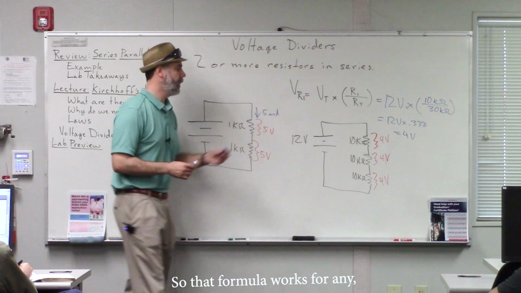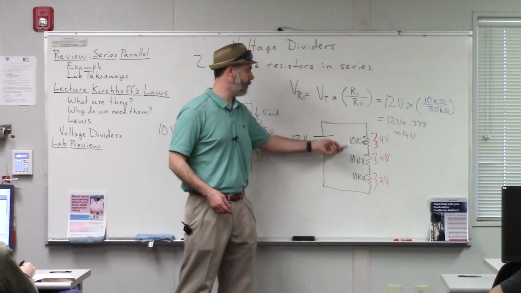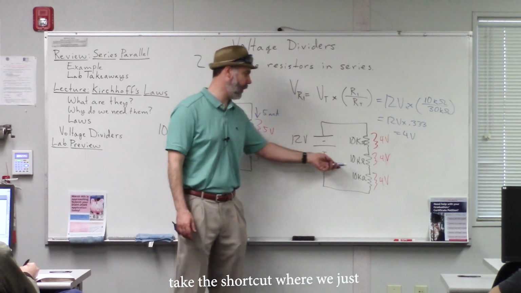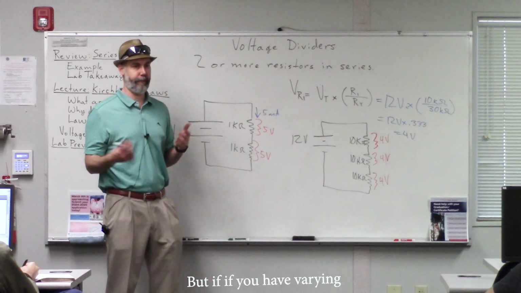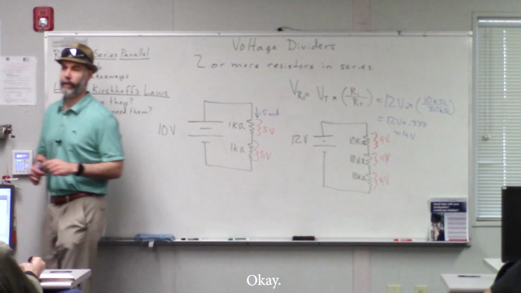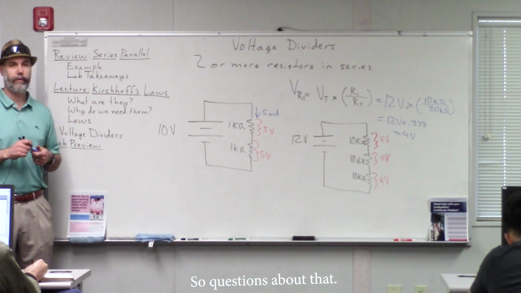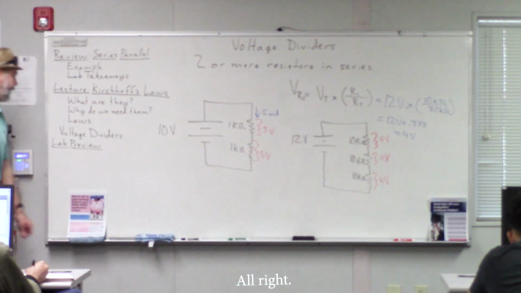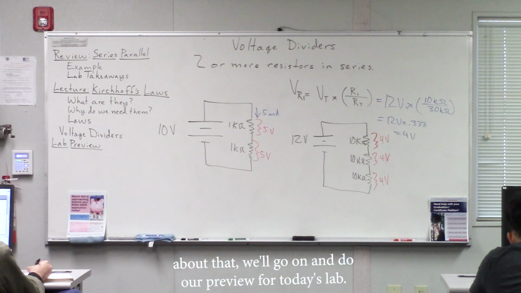Okay? So that formula works for any set of resistors. If all the resistors are the same, we can take this shortcut where we just divide the total voltage by the number of resistors. But if you have varying resistor values, then you can use this formula to find the voltage across any resistor. Okay? So questions about that? All right. If there's no questions about that, we'll go on and do our preview for today's lab.